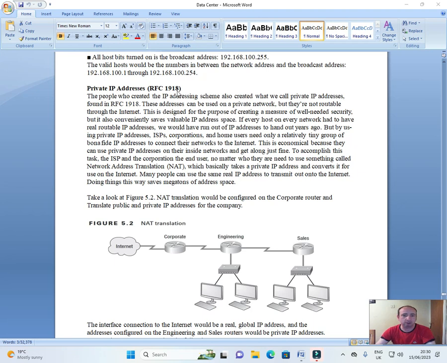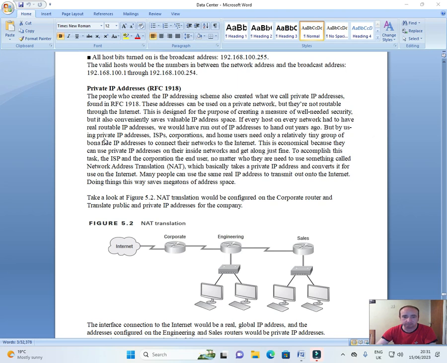Private IP addresses, RFC 1918. The people who created the IP addressing scheme also created what we call private IP addresses, found in RFC 1918. These addresses can be used on a private network, but they're not routable through the internet. This is designed for the purpose of creating a measure of well-needed security, but it also conveniently saves valuable IP address space. If every host on the network had to have a routable IP address, we would have run out of IP addresses to hand out years ago.